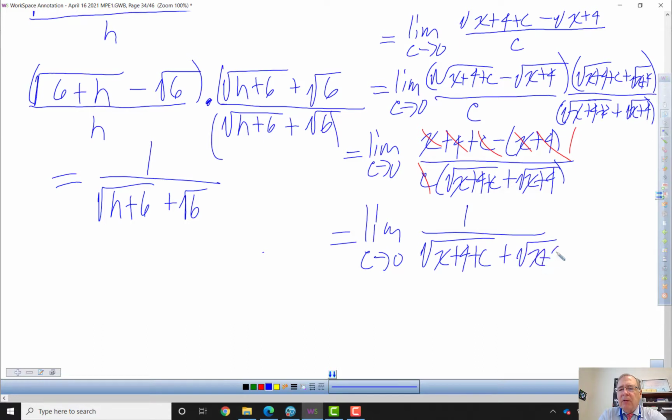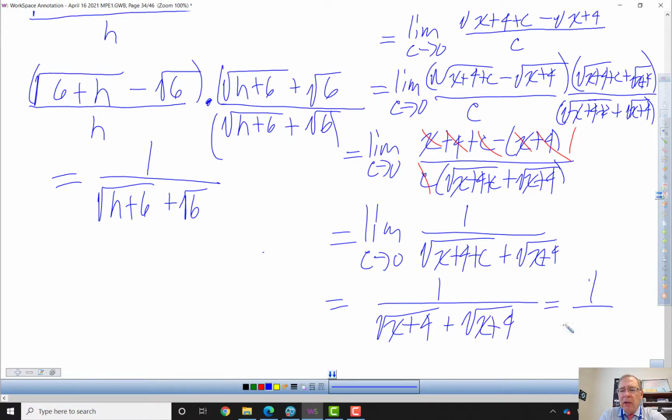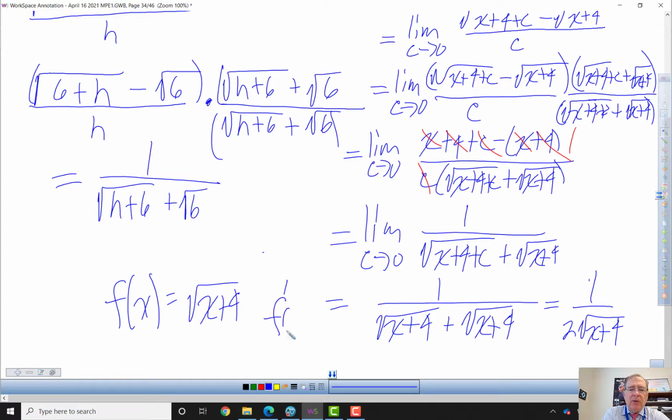I can now evaluate this limit because if I let c go to 0, I'm not dividing by 0. So if I let c go to 0, I've got the square root of x plus 4 plus the square root of x plus 4, which of course is 1 over 2 times the square root of x plus 4. And again, that's the limit process, so that's the derivative of our original function f of x equals the square root of x plus 4.